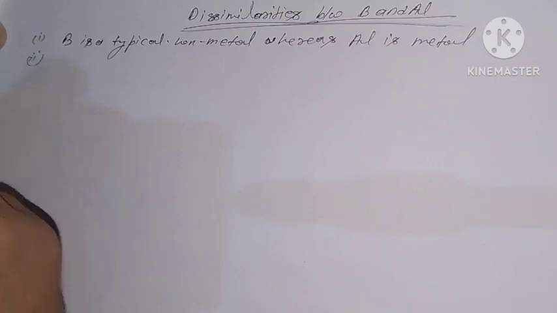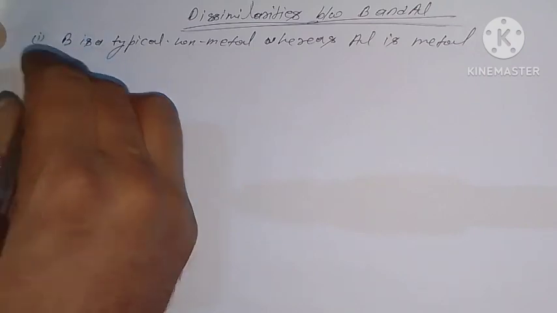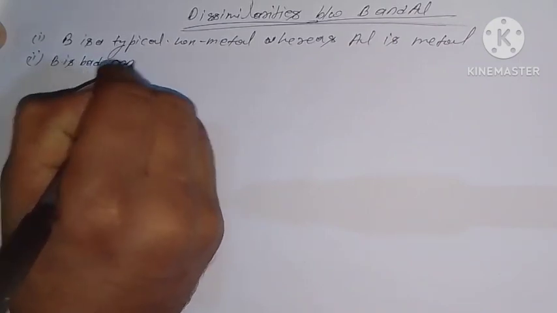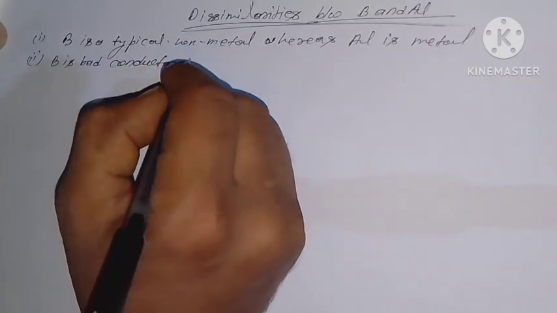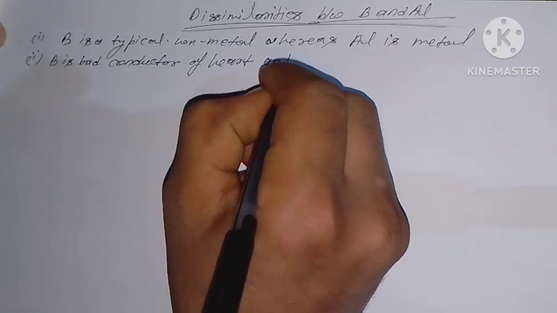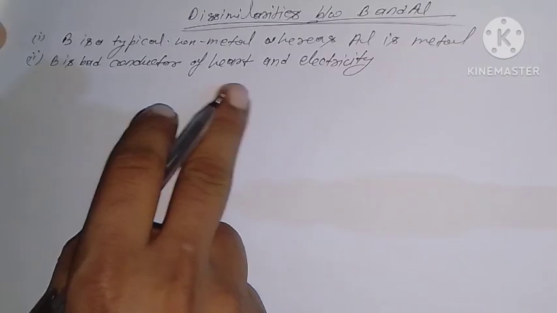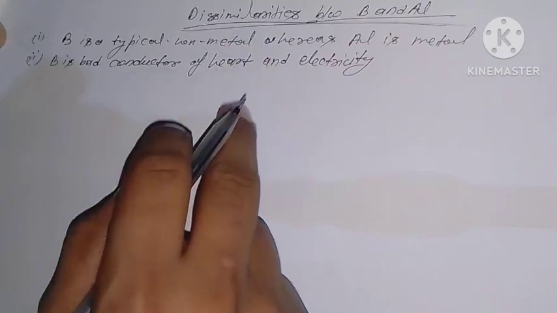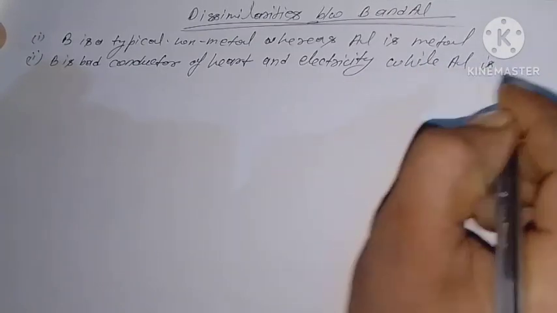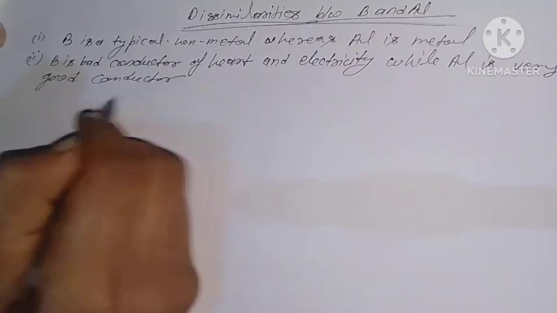Second point. Boron is a bad conductor of heat and electricity, while aluminium is a very good conductor.